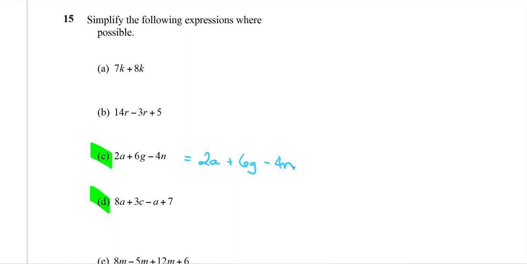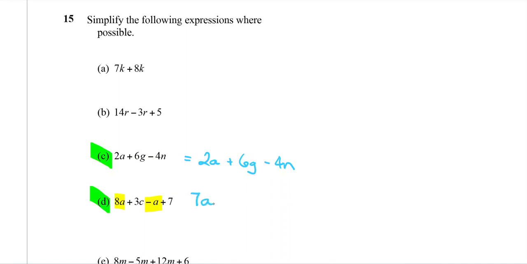In question D, do I have like terms? Yeah, where? 8a and the minus a. So highlight them. That one goes with that one. What is 8a take away a? Nope. 7. Because remember, this is a sneaky one. No number here is a 1. So it's 8 take away 1, which is 7a.